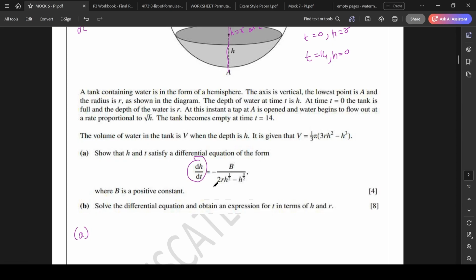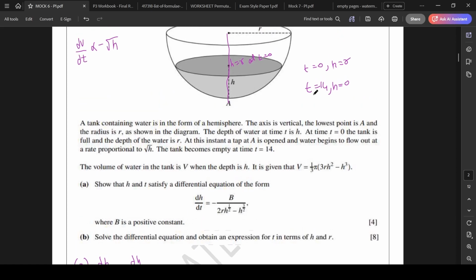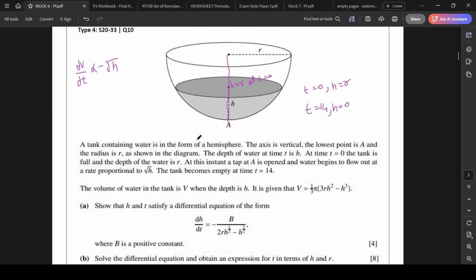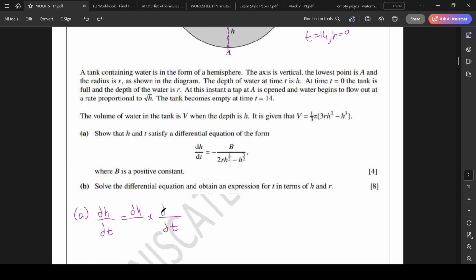Let us try to do the first part. I need to prove the equation for dH/dt, so I'll keep dH/dt as the subject. dH is on the top, dt is on the bottom, and the common term that we have over here is the volume, because I know what dV/dt is, and from here I can also find dV/dH. So dV is that common term that I'm looking for. So I know what my dV/dt is.